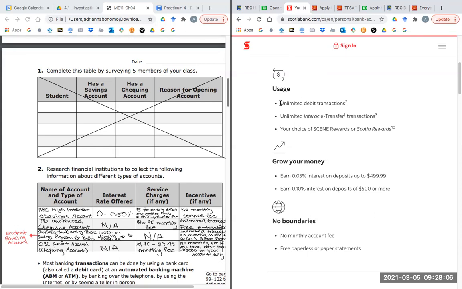What else? Incentives. Okay, so like the TD one, there are unlimited debit transactions. There's no limit on the amount of purchases you can make. You also get unlimited Interac e-transfer transactions. And I think the best part here is you get a choice of Scene Rewards or Scotia Rewards for every purchase that you make. And if you like watching movies, this might be the card for you. You can collect Scene points, and then when you go to the movies, you can redeem those points.